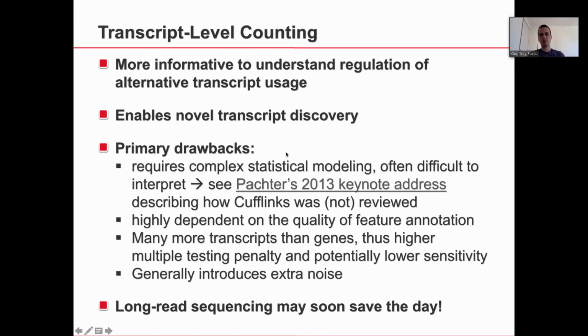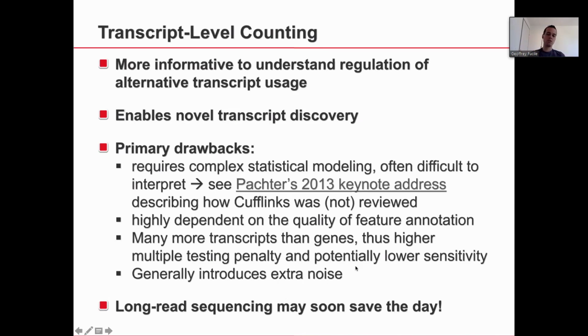It's very complicated. One of the key guys behind a lot of these methods is Lior Pachter, University of California. It's a funny link, and he actually talks about how the methods behind this framework, Cufflinks, to do this transcript level counting were not even really reviewed properly. It's super complicated statistically. It generally introduces a lot of extra noise.